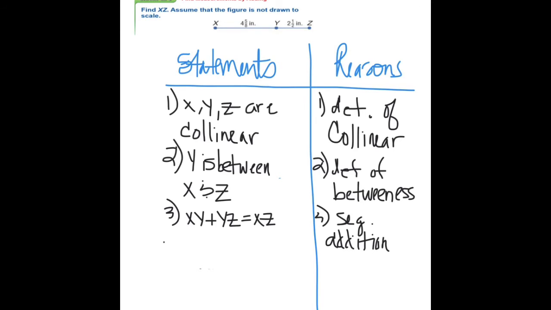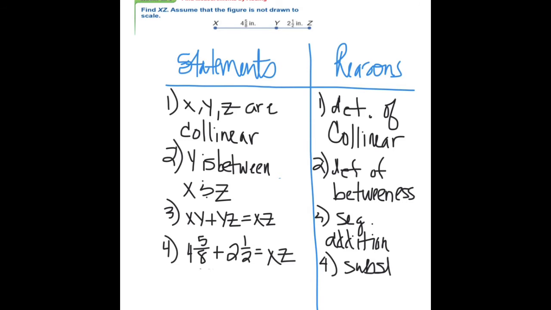And then I could say substitution. Well, what is the value of xy? Xy has the measure 4 5/8 plus what does yz? Yz has the measure of 2 1/2 equals the measure of xz. We don't know what that is. We're trying to find it. And that is just substitution. I just substituted in values.